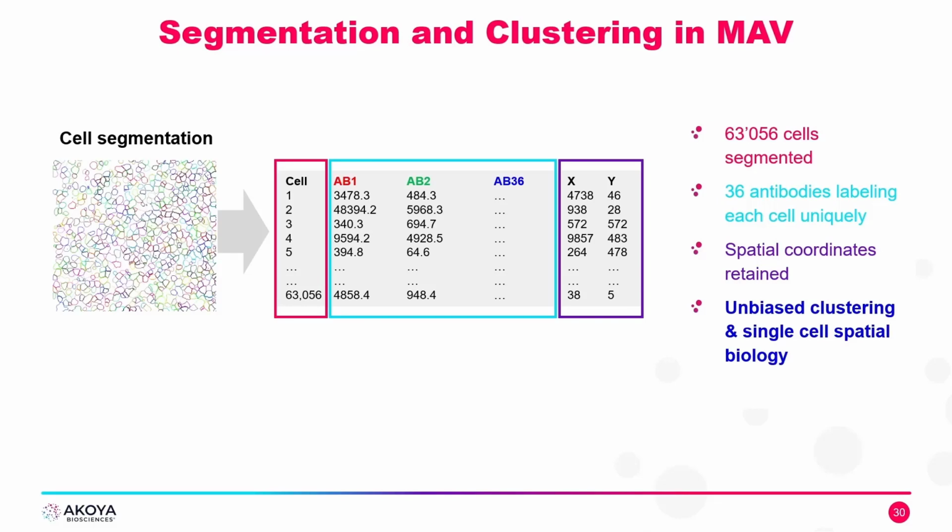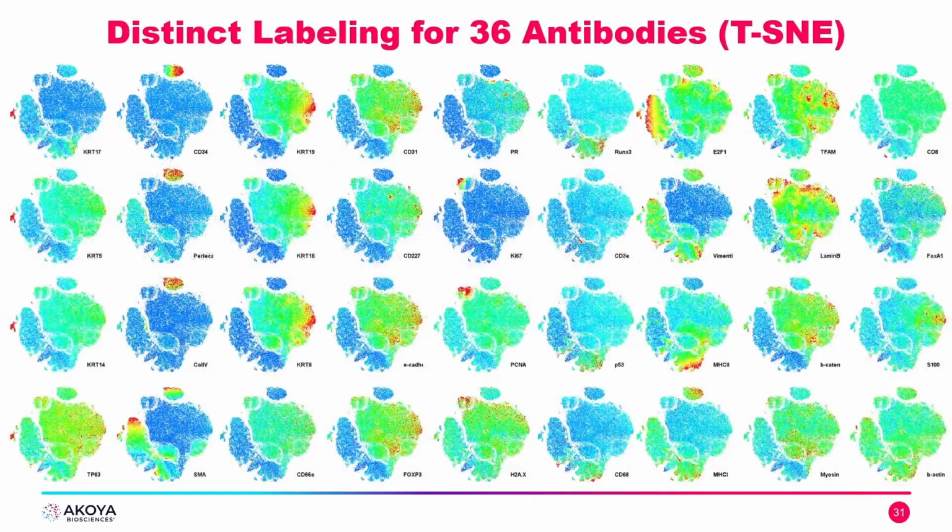In this case, we will continue with our analysis of these data within the MAV to perform unbiased clustering to look at the single-cell biology. These are t-SNE plots, which have taken the tabular form of the data shown in the previous slide and sorted and clustered it in different regions based on the expression patterns of different cells. Each one of these plots has the same regions and shapes to it, and each graph encompasses the same 63,000 cells we saw listed earlier. What varies for each plot is the expression or intensity of a specific antibody, where red indicates strong labeling and blue is associated with weaker labeling.